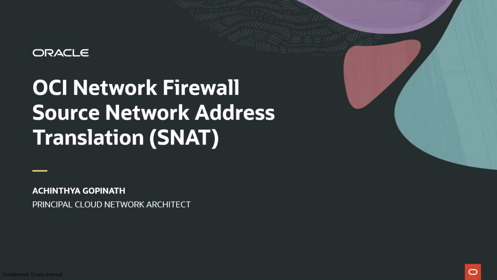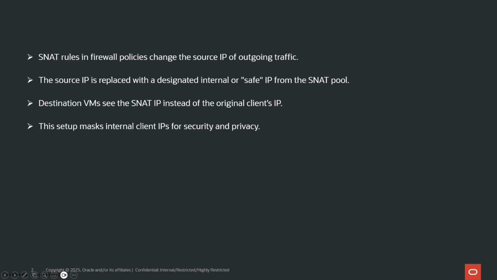Welcome. In this video, we will look at how the OCI network firewall supports source network address translation through NAT rules configured in firewall policies. We can create the firewall policies with NAT rules for SNAT on outgoing traffic. It will work by changing the source IP address of the traffic using a pool of SNAT IPs from the internal network. Thus, the destination VM will see the source IP address as an internal safe IP address.